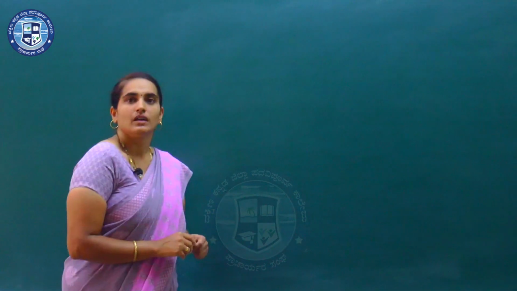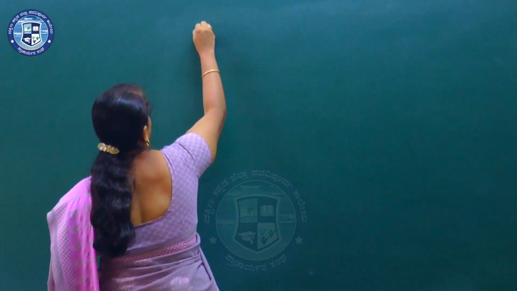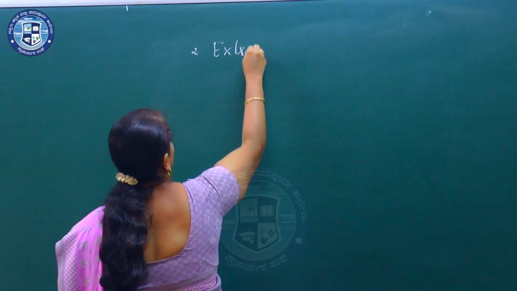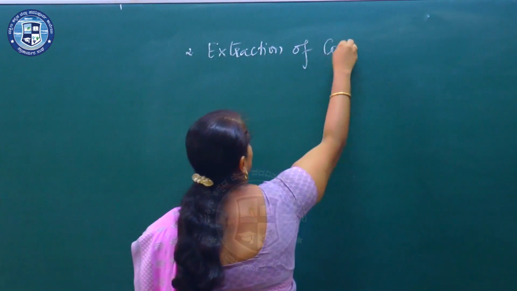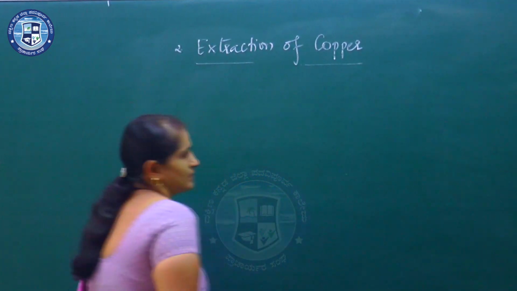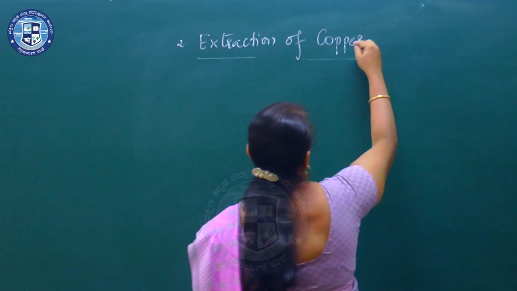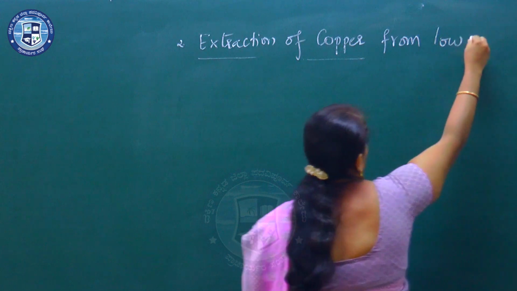Okay students, so one application was for aluminium, and the second application given over here is extraction of copper. We have already seen copper by applying principles of thermodynamics, that is from copper 1 oxide, but here this copper is extracted from low grade copper.